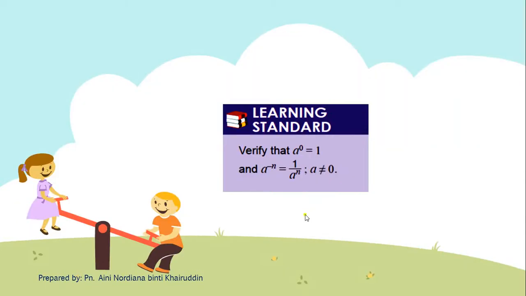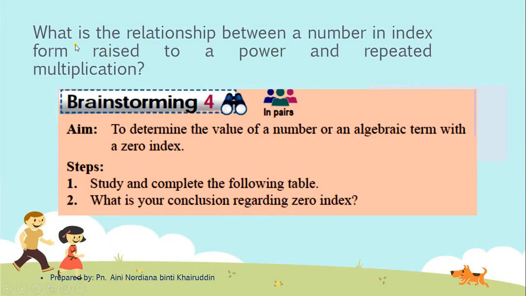Okay, our learning standard for this video: verify that a to the power of 0 equals 1 and a to the power of negative n equals 1 over a to the power of n, where a is not equal to 0. So what is the relationship between a number in index form raised to a power and repeated multiplication?